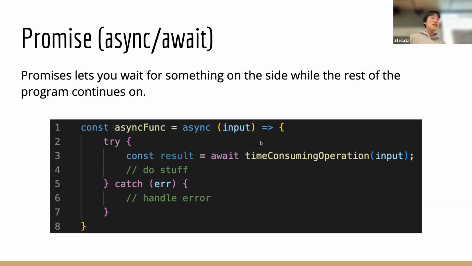And async functions basically let you wait for something while the rest of the program goes on. For example, we need some time-consuming operation, but we don't want that operation to block our whole website. We don't want the whole website to freeze while we wait for this function to finish running. Then we use the await keyword for it.